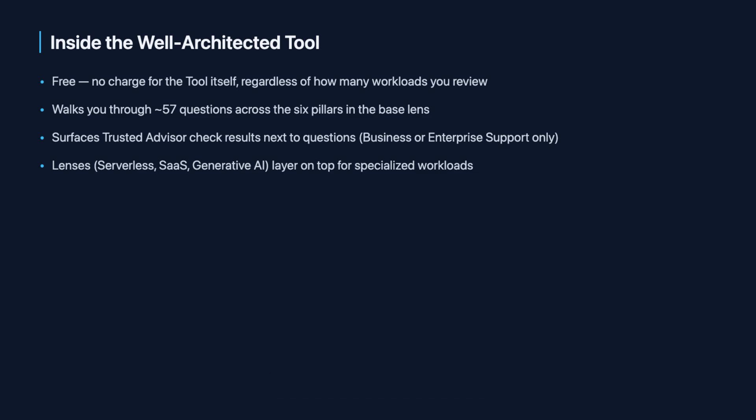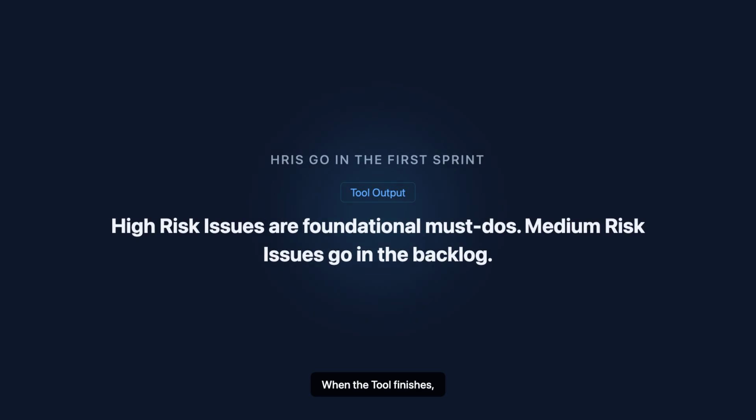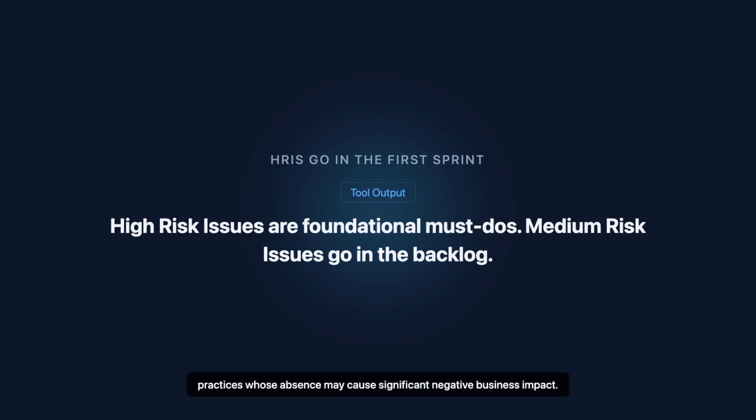They don't replace it. When the tool finishes, it shows you 2 categories of issues. High-risk issues, or HRIs, are foundational must-dos, practices whose absence may cause significant negative business impact. Medium-risk issues, or MRIs, are enabling practices that substantially improve a workload but are less urgent. The rule teams use in practice: HRIs go in the first sprint, MRIs go in the backlog, and if an exam question asks what the tool surfaces, the answer is HRIs and MRIs.